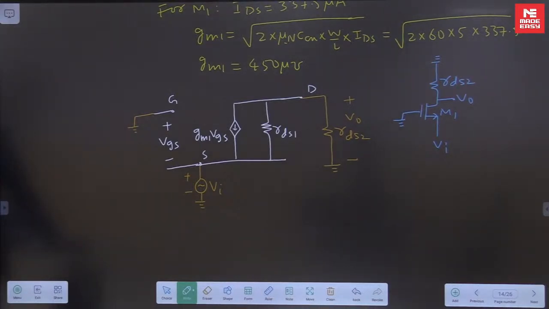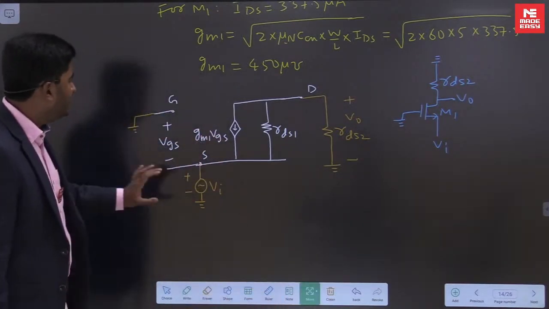Yes, Shishir, Ankita, then Nikhil, Kumar, thank you beta, you are with me. Bashir, yes, GM1 450 micromho. Nikhil has given the voltage gain value also. Okay beta, we will check how much it will be.